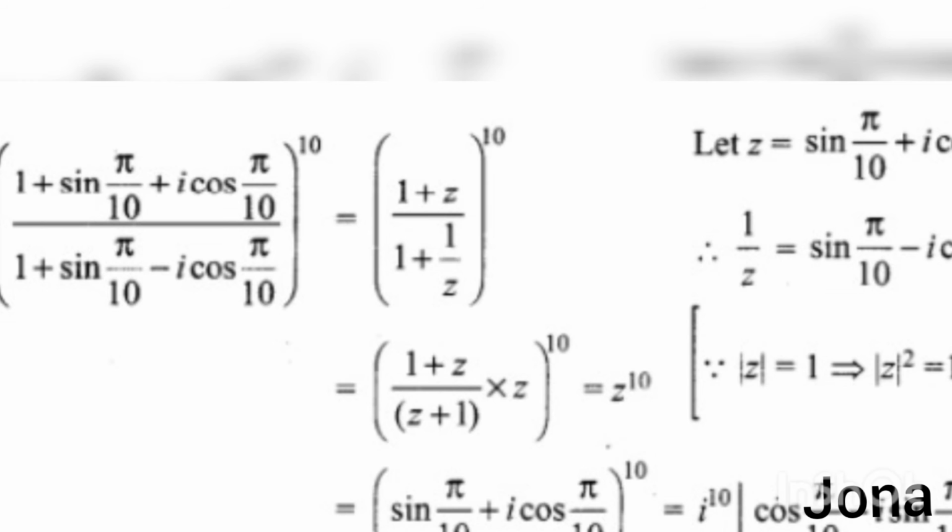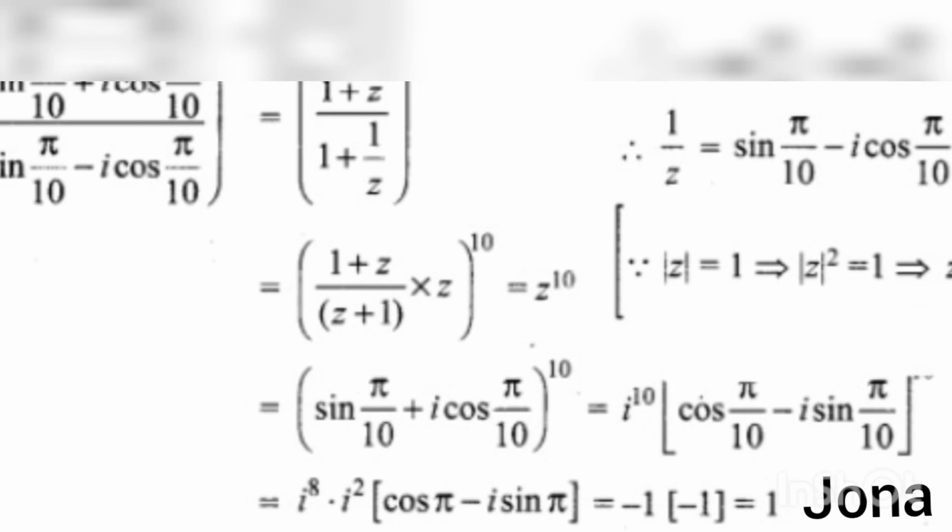And then for this denominator we want to take the LCM, so that it will be z plus 1 divided by z, and that z can be taken to the numerator. So it will become into z here. So here we have 1 plus z and 1 plus z, and they can get cancelled there. So the remaining we have z power 10. Okay, so that z is nothing but sin pi by 10 plus i cos pi by 10 here.